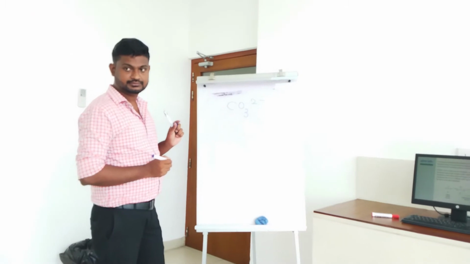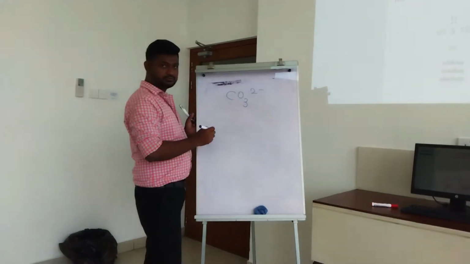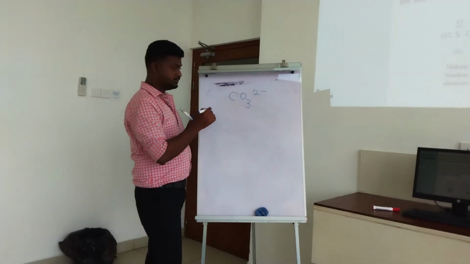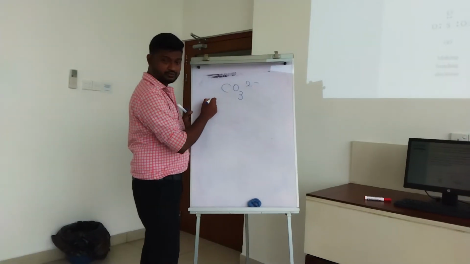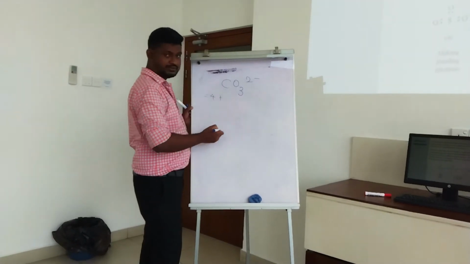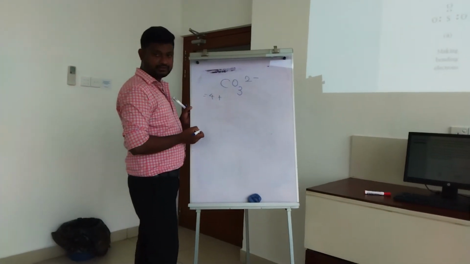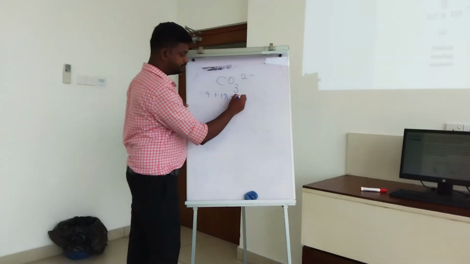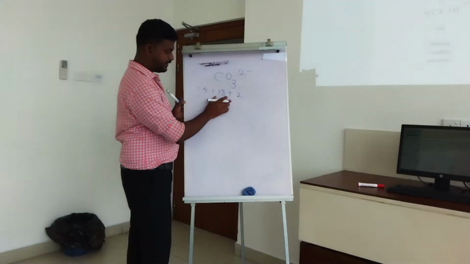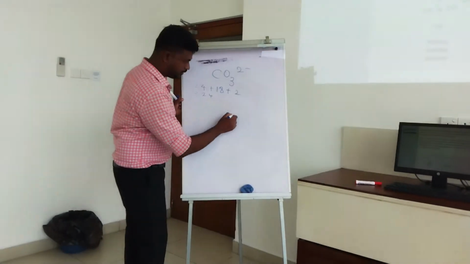Carbon, draw the carbon. Electron number. Carbon is 4, plus oxygen 6 into 3, that is 18, plus 2. That gives 24. Carbon, oxygen, oxygen, oxygen.